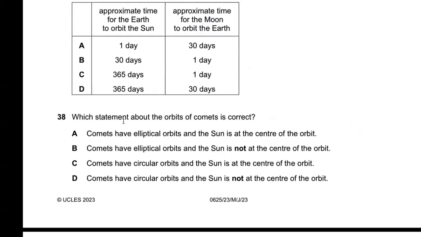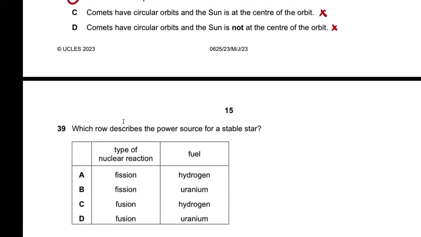Which statement about the orbit of comets is correct? Let's have a look at this. Comets have elliptical orbits, sun is at the center. Comets have elliptical orbits, sun is not at the center. Comets have circular orbits, sun is at the center. Comets have circular orbits, sun is not at the center. First of all, comets do not have circular orbits. They have elliptical orbits, and the sun is not at the center, right? So that's the answer to this one.